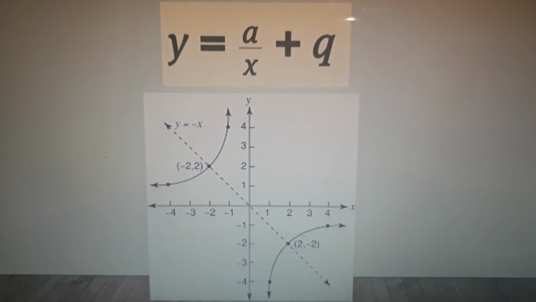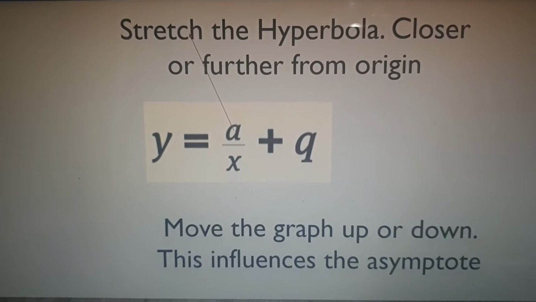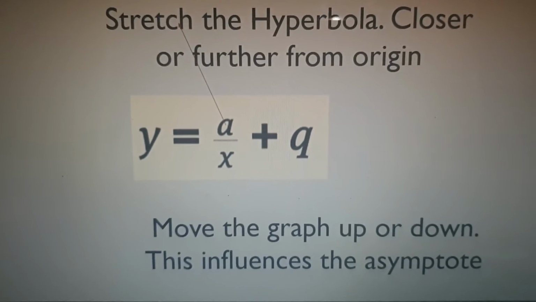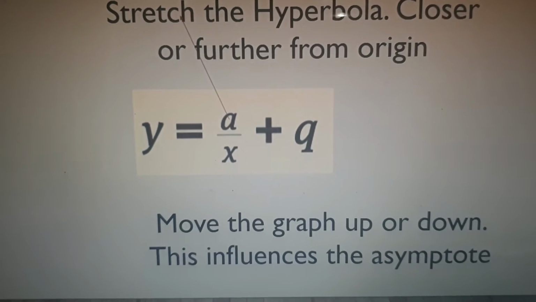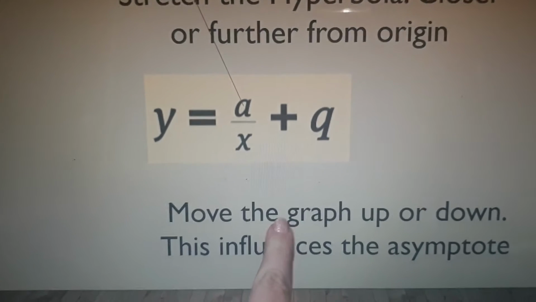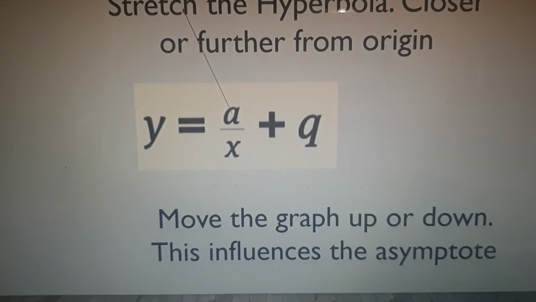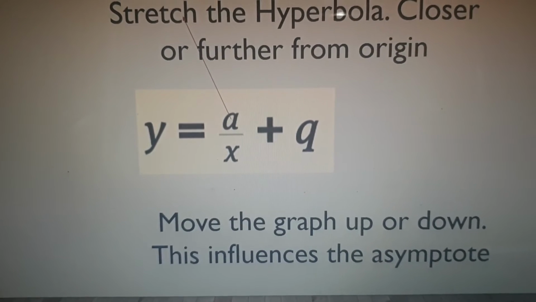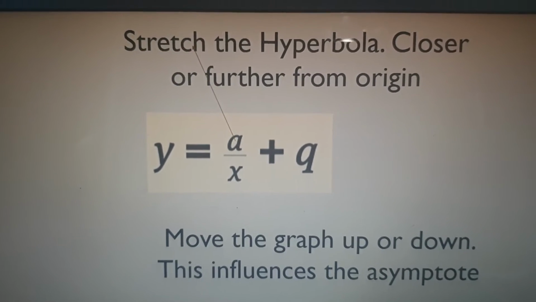Okay, so let's have a look. When we look at our formula, y equals a over x plus q, if a changes, it stretches the hyperbola. What does that mean? I will show you in the next picture. As q changes, it moves the graph up and down, and it also influences the asymptote. What is an asymptote? An asymptote is a line on the graph that the graph approaches but never touches.